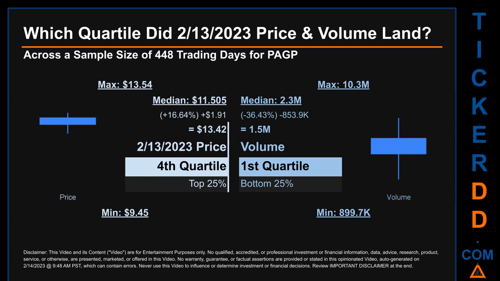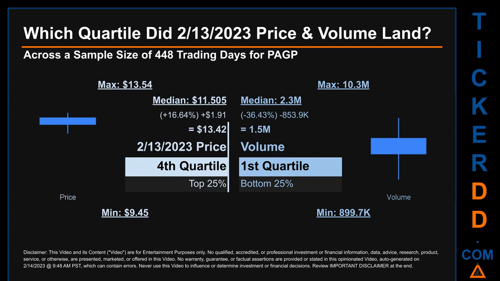Which quartile did February 13, 2023 price and volume land? Across a sample size of 448 trading days, the maximum end-of-day price for PAGP was $13.54 while the minimum was $9.45. Within that price range, February 13, 2023 price, of $13.42, landed within the fourth quartile, meaning that it was within the top 25% of all sampled end-of-day prices. The day's volume landed within the first quartile, at the bottom 25% of all sampled daily volume, which saw a max daily volume of 10.3 million and a minimum of 899.7 thousand.